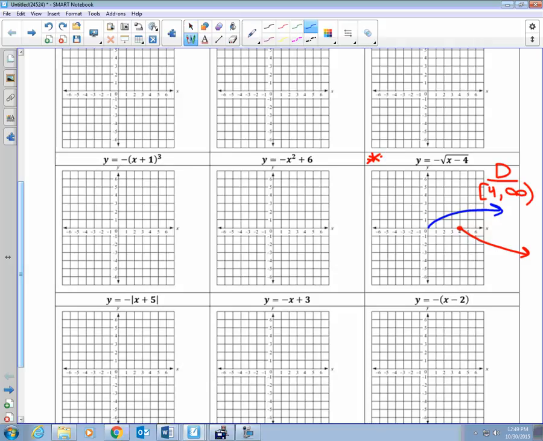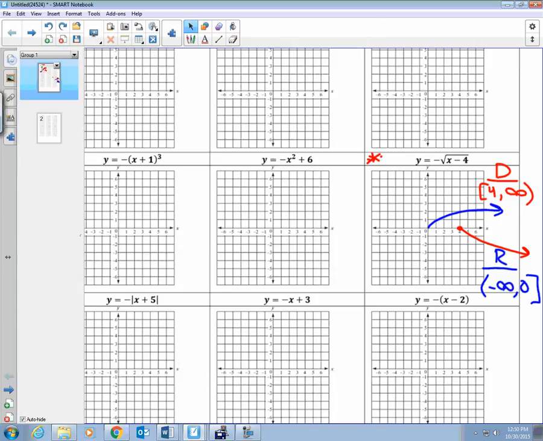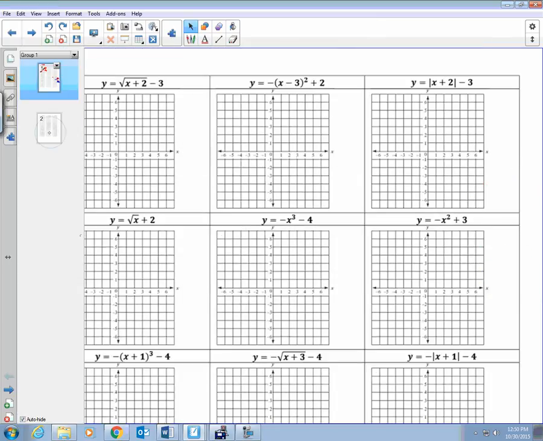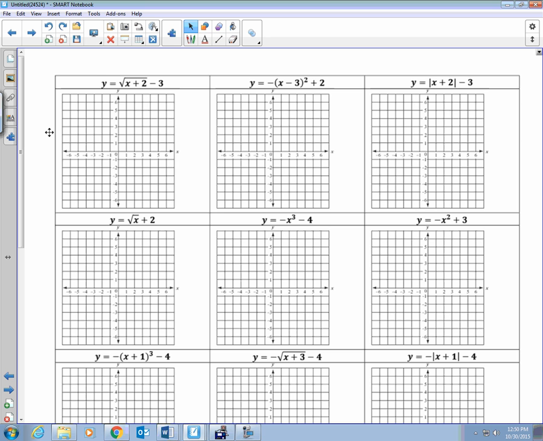As far as range is concerned, will the function go down here someday? Yep. What's the last value you'll get? 0. And flip it over.